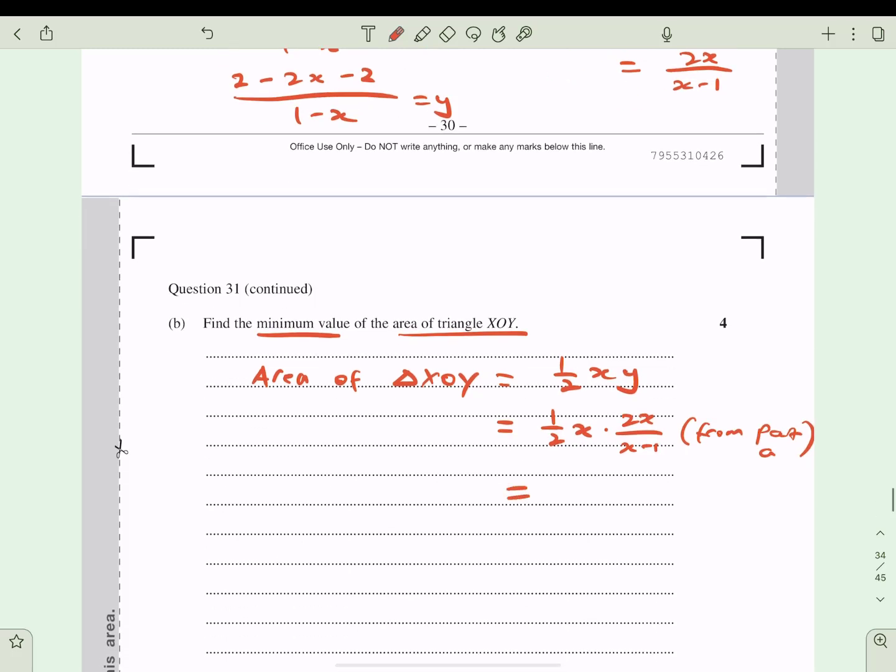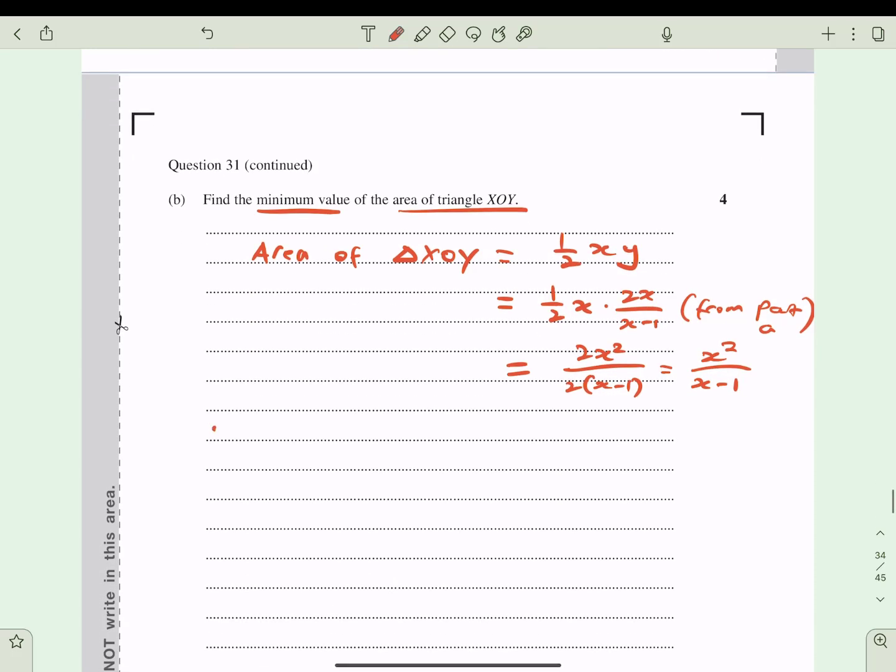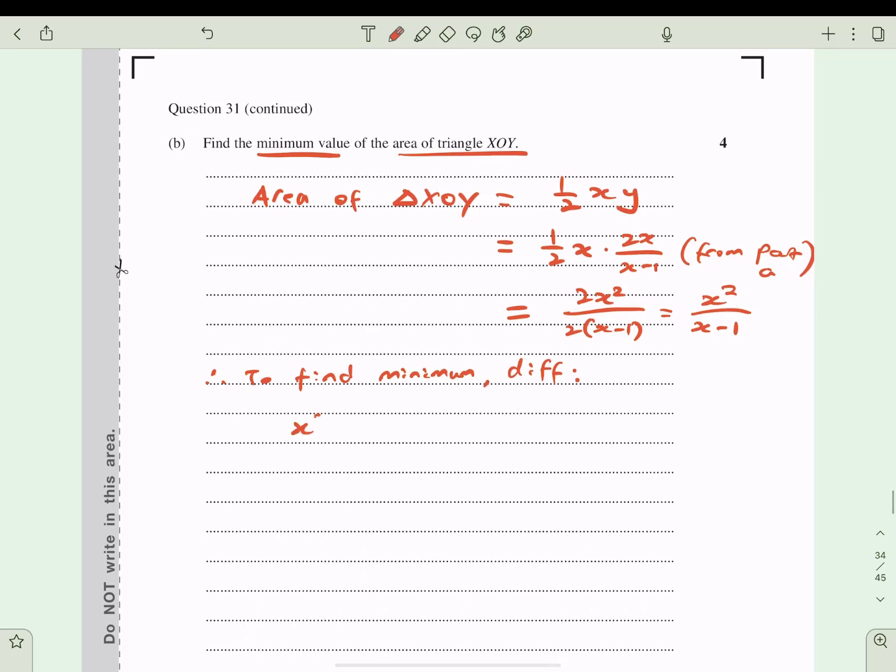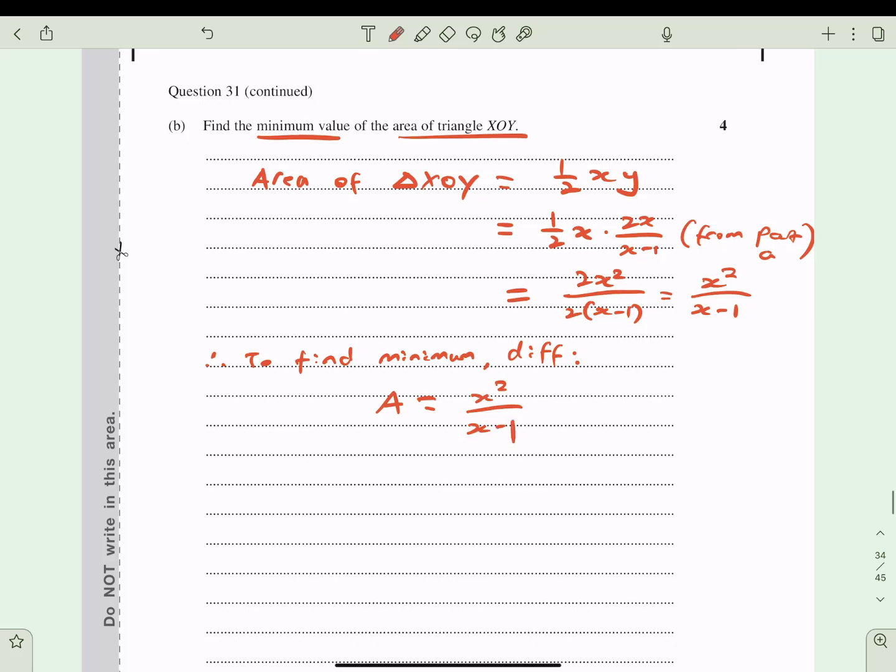Therefore, that's going to equal 2x squared over 2 times x minus 1, which is just equal to x squared over x minus 1. So to find the minimum, as we said before, we need to differentiate the derivative of x squared over x minus 1. Before we do that, let's say the area A is equal to x squared over x minus 1. This way it just looks a little bit cleaner for our working out.